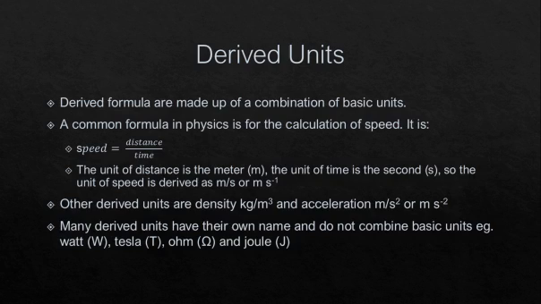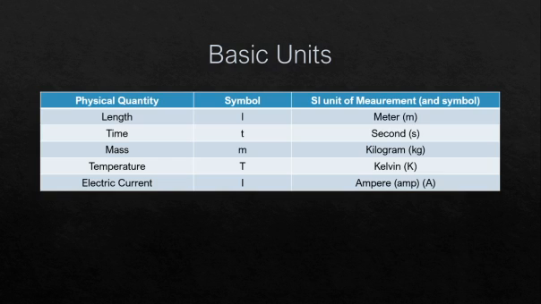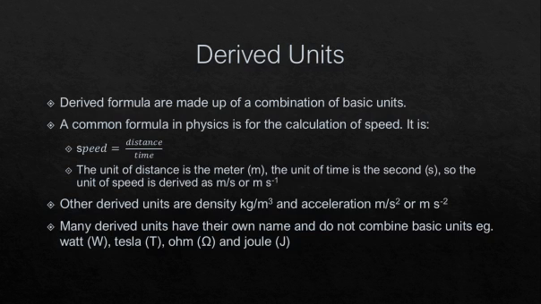A common formula in physics is one for the calculation of speed. We'll be looking at this in a future chapter, but speed is equal to distance divided by time. If we look at the units, distance is measured in meters, as you can see at the top line of the table. Time is measured in seconds, so that's in the second line. So if we have distance measured in meters divided by time measured in seconds, the unit for that is m/s. So that's meters divided by seconds.